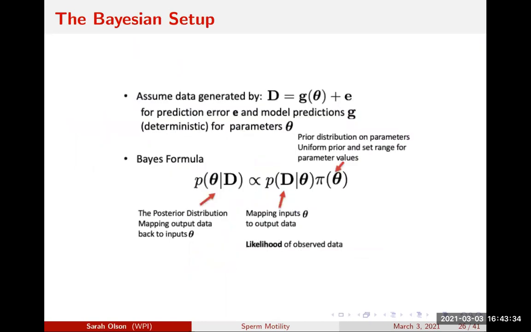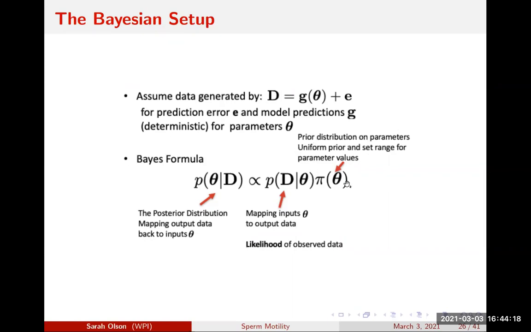So we started with this Bayesian setup where we assume we have data that comes from some model, say G, and it's a function of certain parameters, theta. With this model and our model predictions, we should have some error and then get back to our data. And if we use Bayes' formula, we can think about this posterior distribution that's mapping output data back to our inputs theta, and it should be proportional to the likelihood of the observed data, as well as the prior distribution on parameters.